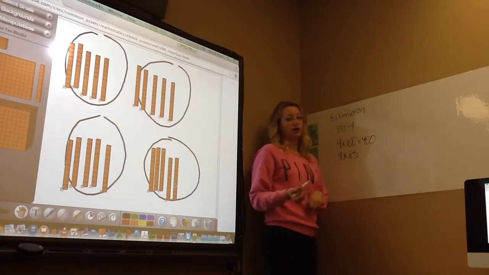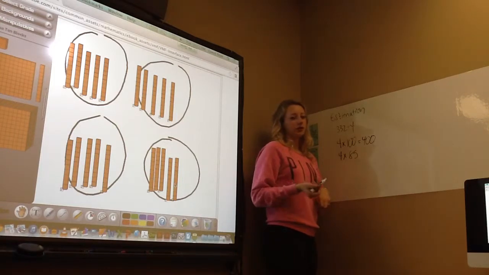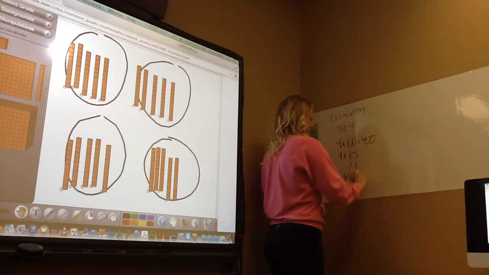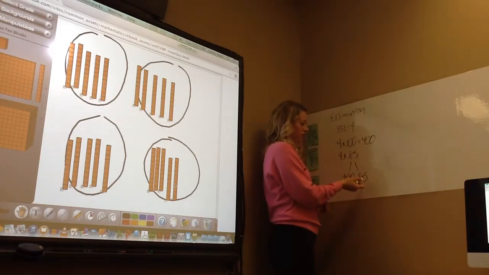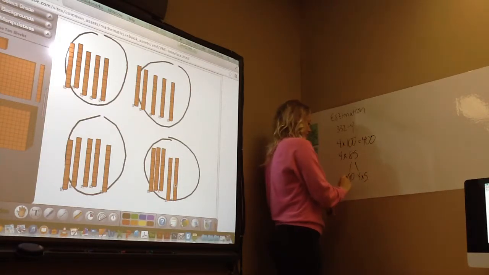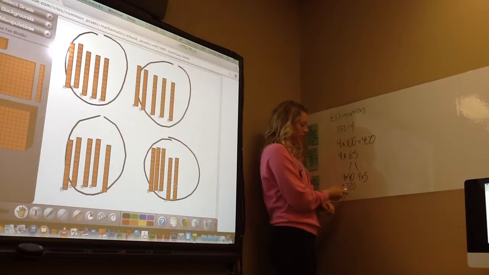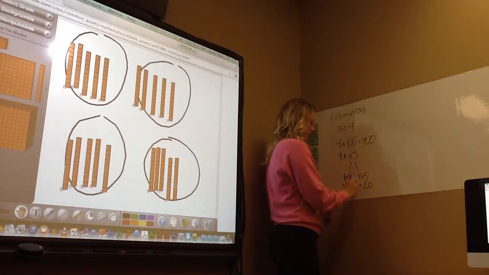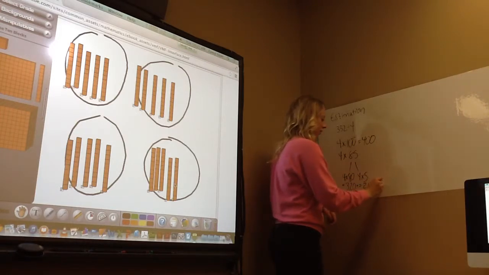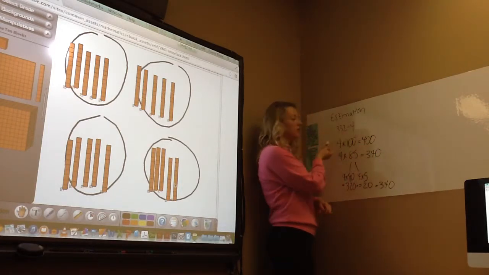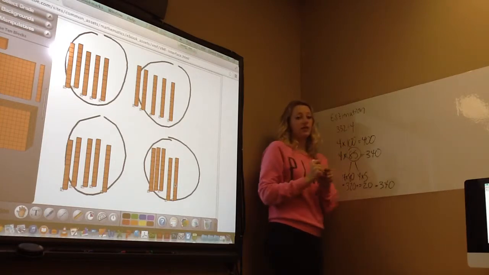Maybe I'll try 4 times 85. Now 85 is a little unfriendly to work with, so I'll split it into friendly numbers. I'll go 4 times 80 and 4 times 5, so I'm splitting up the 10s and the 1s, so the 80 and the 5. I know that 4 times 80 equals 320, because 4 times 8 is 32, and then I'm compensating for the 0, and 4 times 5 equals 20. So I'll add these up, and I get 340. So 4 times 85 is 340, which is pretty close to 332, so I'll use 85 as my estimate.